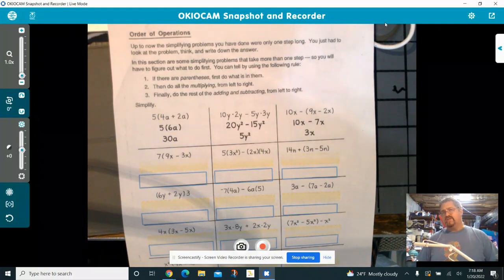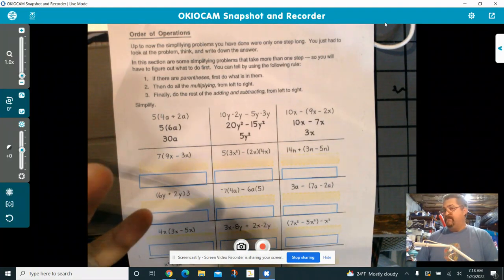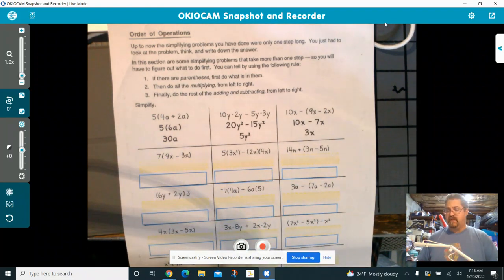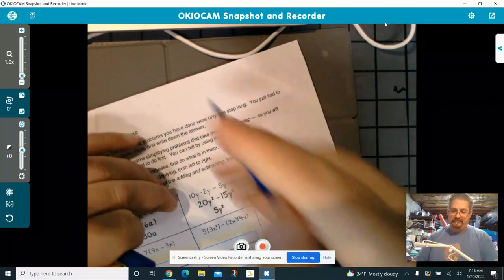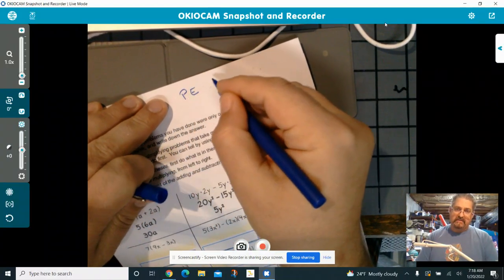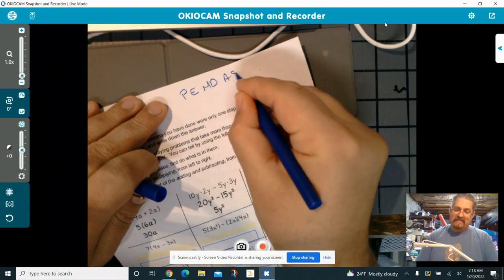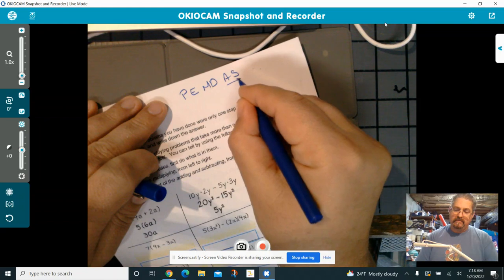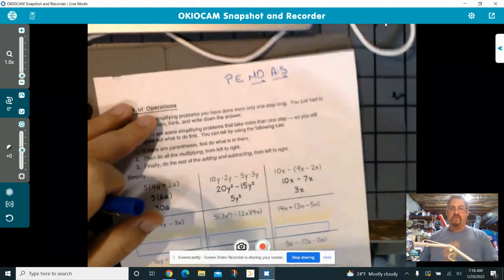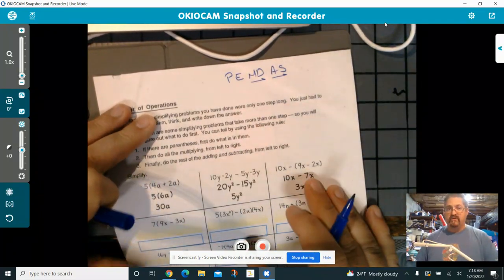Remember the order of operations, we have parentheses, exponents, and then we multiply and divide, and then add and subtract from left to right. So I'll even write that up here at the top. Parentheses, exponents, multiply, divide, add, subtract. We do those from left to right. All right, so if division comes before multiplication, we have to do that first. It's just the way it works.